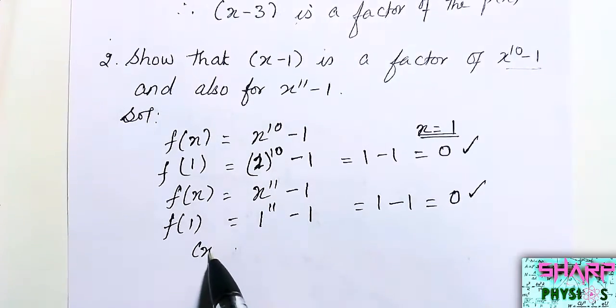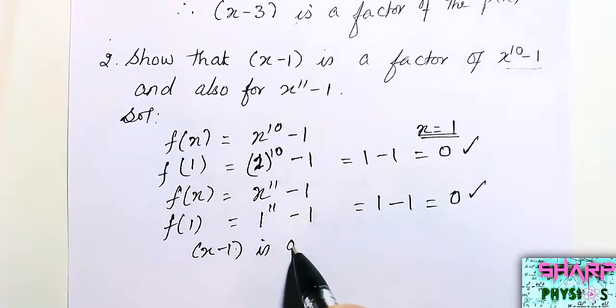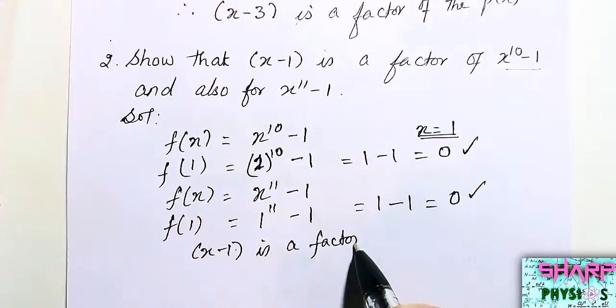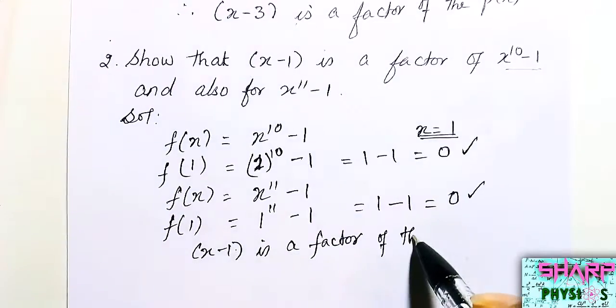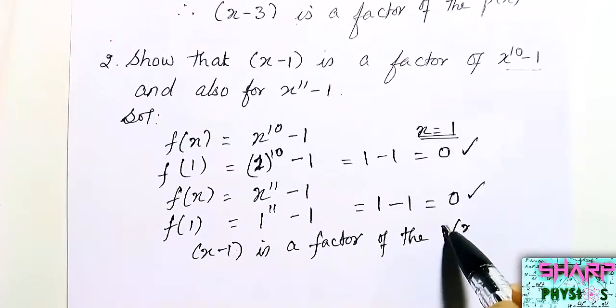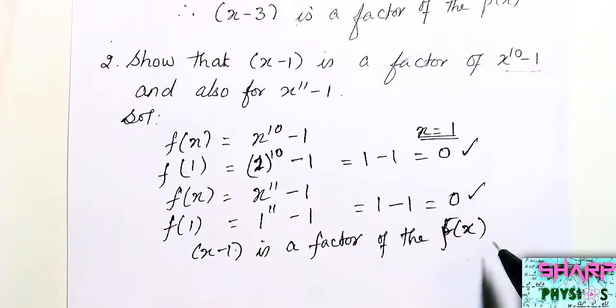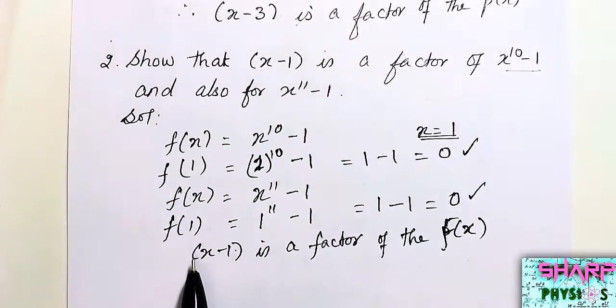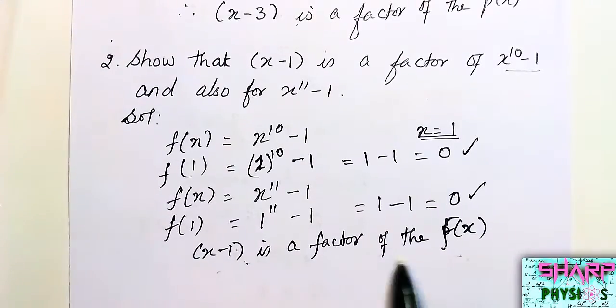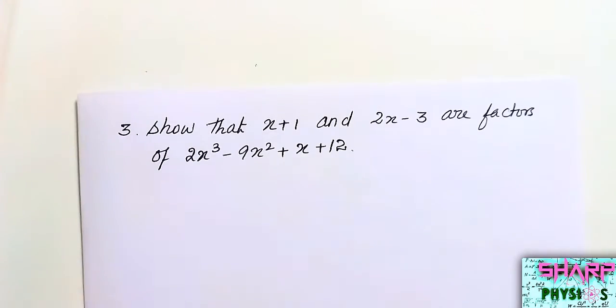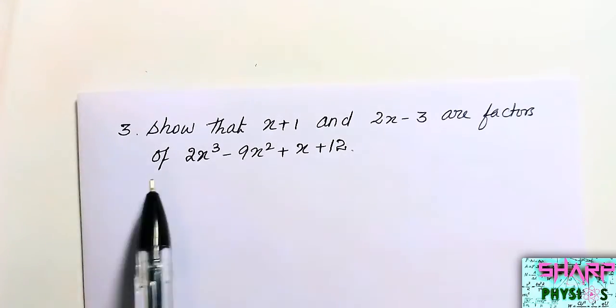So x minus 1 is a factor of the polynomial f of x. For both, x minus 1 is a factor. So we will see the next problem, problem 3.